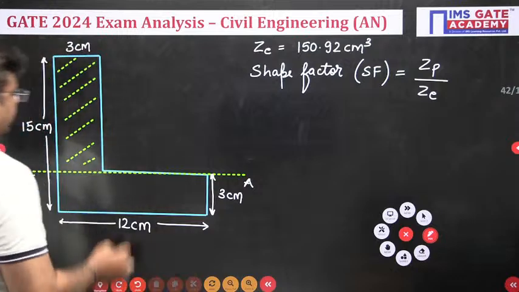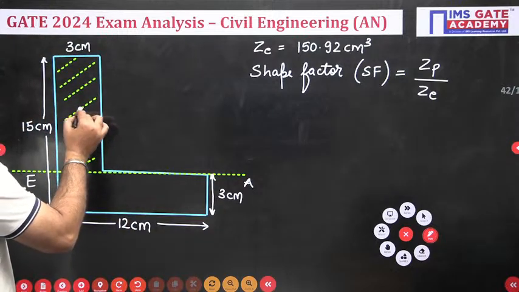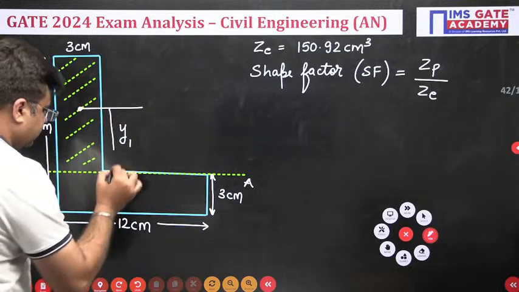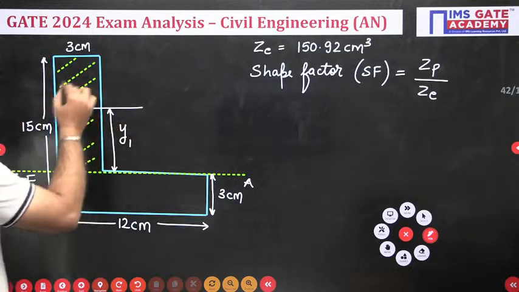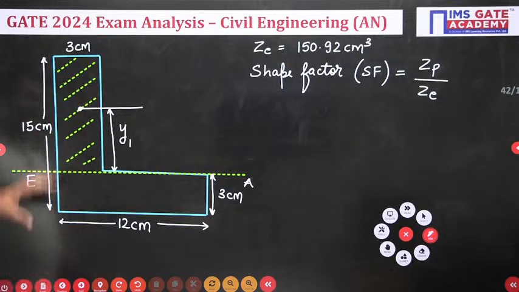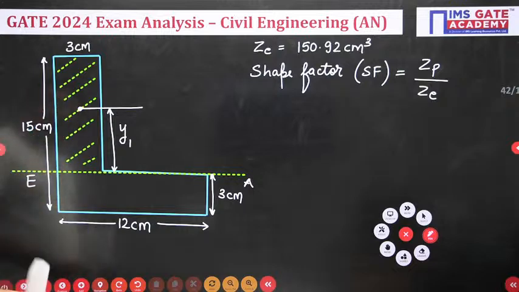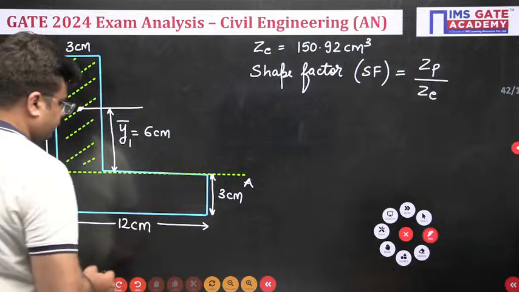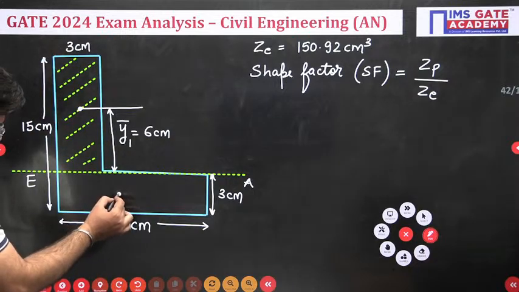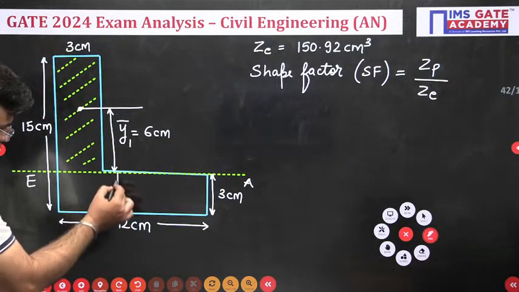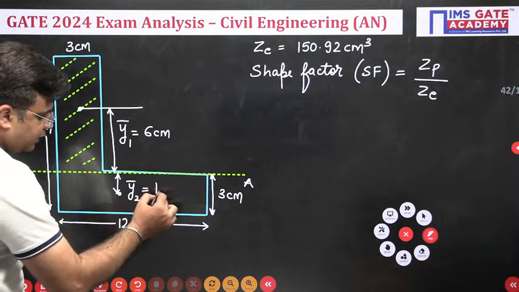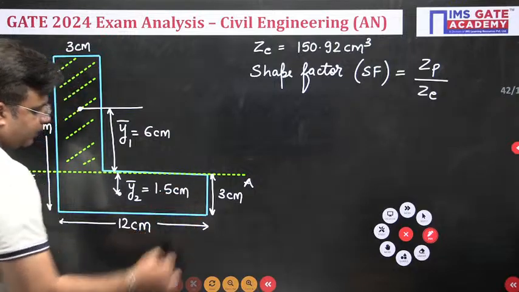Now next, you need to calculate the value of y1 and y2. So this y1 bar is the distance between equal area axis and the CG of this area. You can see this is a rectangle, the depth is 12 centimeter, so this will be 6 centimeter. So y1 bar is 6 centimeter. The distance of CG of this rectangle from the equal area axis, this y2 bar, is equal to half of 3 centimeter, which will be 1.5 centimeter, okay.